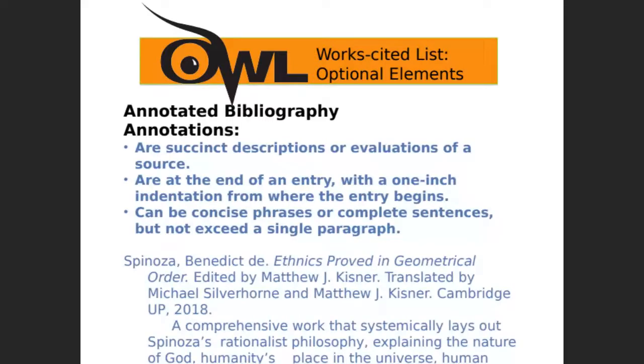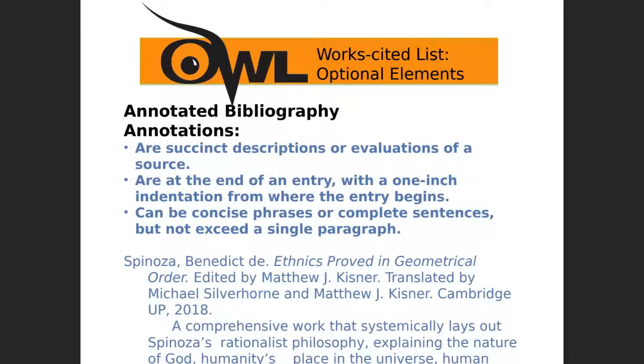So annotated bibliography, it's another thing that's optional, but essentially it's describing each source and giving a description of every source that you went through, so your professor knows that you actually read the source. At the end of an entry, with a 1-inch indentation from where the entry begins, can be a concise phrase or complete sentences, but not exceed a single paragraph. Usually what I see is about a paragraph that your professor wants for an annotated bibliography. But it's a little cut off here.